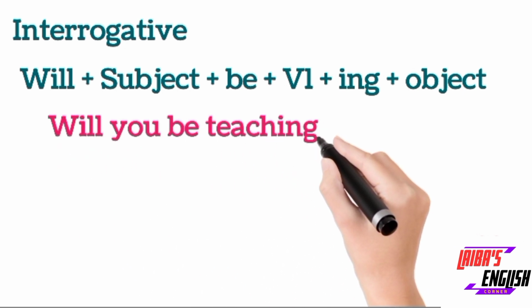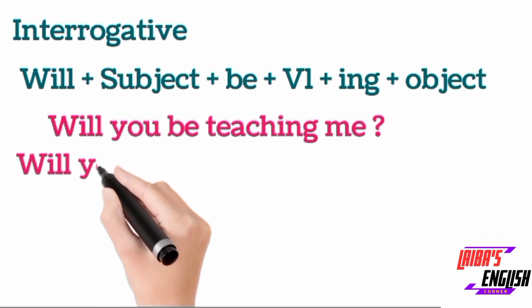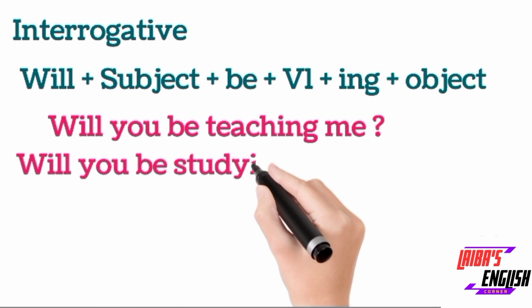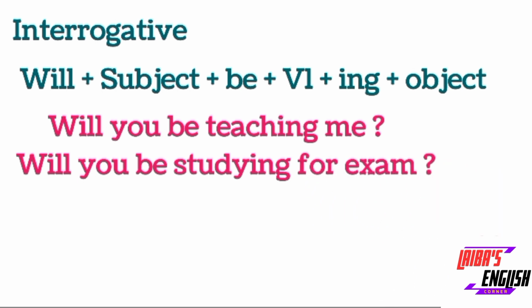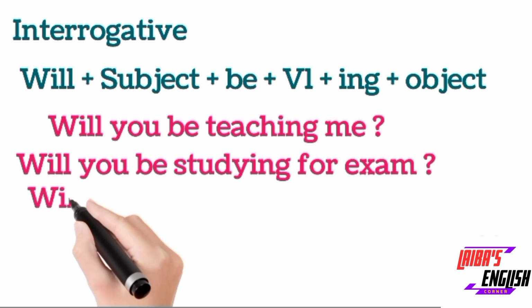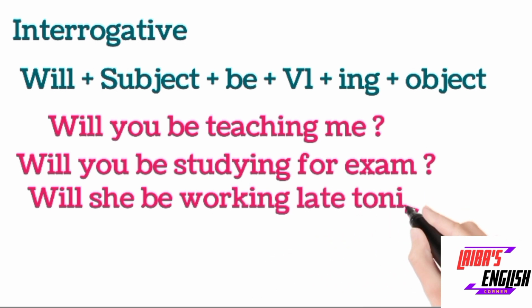Here will is a helping verb, you is a subject, be is used, teach first form teach plus ing and an object. Second example is, will you be studying for exams? Question mark. So will is used, subject you, and be, study plus ing, and exam is an object. Third example is, will she be working late tonight? Here will as a helping verb, she as a subject, be is used, verb plus ing and an object.